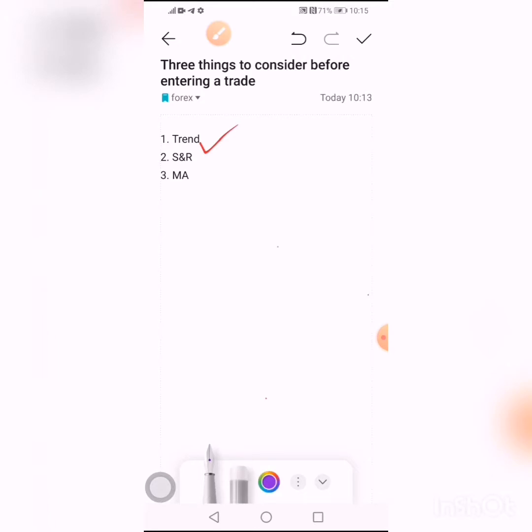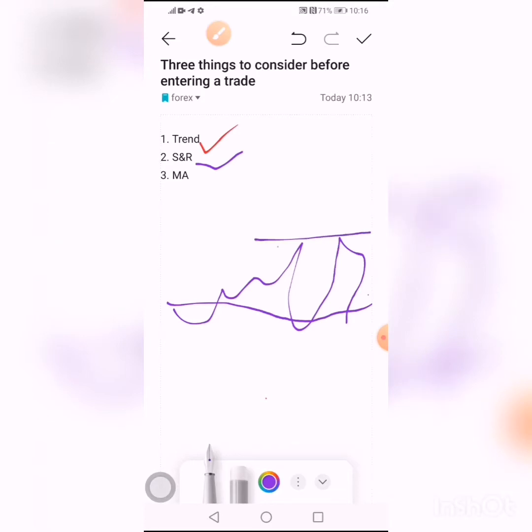That takes us to the second point, the S and then the R. What do I mean by the S and the R? The S means the support and the R means the resistance. So when I check my trend on the high time frame, I come to the lower time frame to confirm the trend there too. Then the next thing I do is check my S and R, which means the support and the resistance levels. Whenever the market is moving, I make sure I check my S and R.